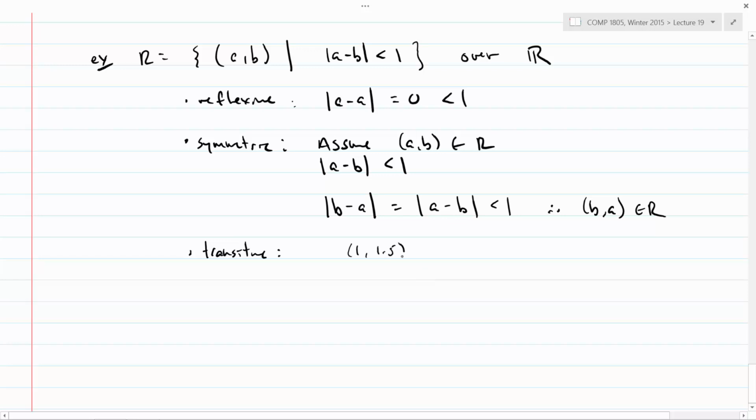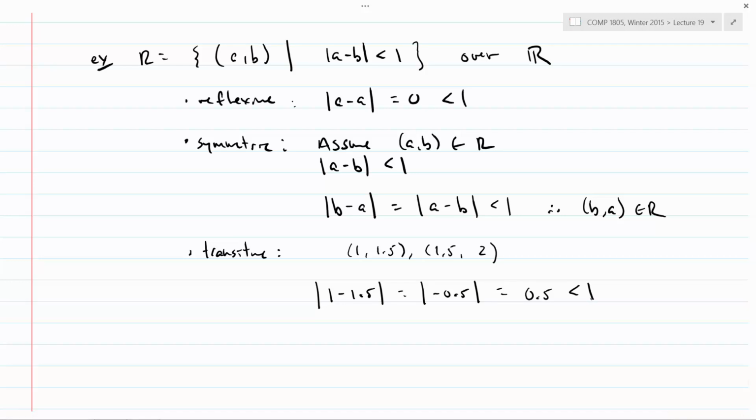1, 1.5, 1.5, and 2. All right, this is good. So let's work with that. I know that the absolute value of 1 minus 1.5 is the absolute value of minus 0.5, which is 0.5, which is less than 1. So the first thing is definitely in the relation, so we're off to a good start.